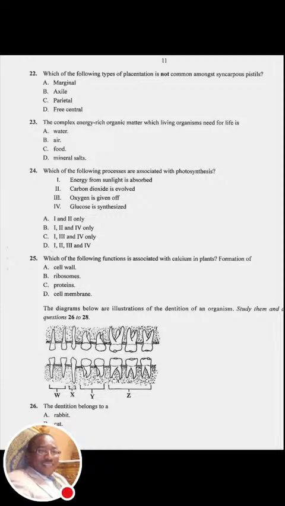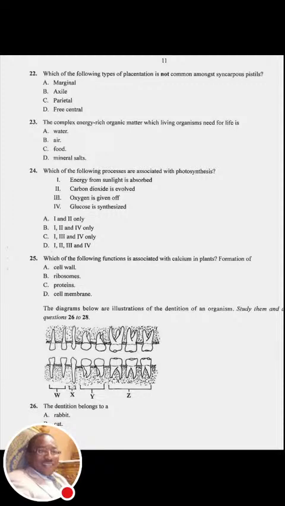Then we have question number 28. This is a past WAEC question of 2017 May/June objective we are discussing in this live session. Which of the following functions is associated with calcium in plants? Calcium is a macro element, a mineral nutrient needed by plants for growth and development. The options given are: A, formation of cell wall; B, ribosome; C, protein; D, cell membrane.